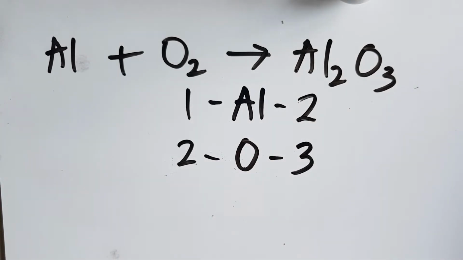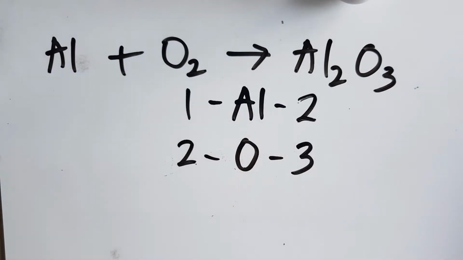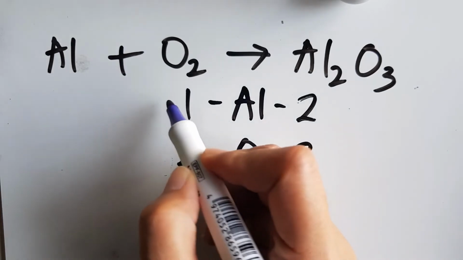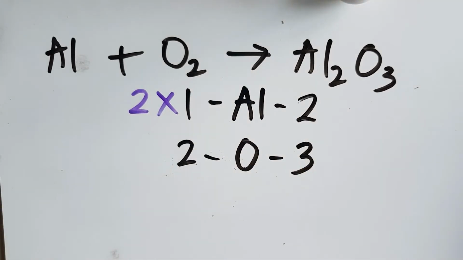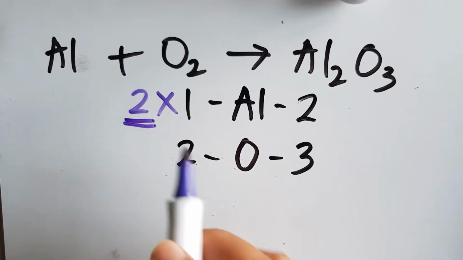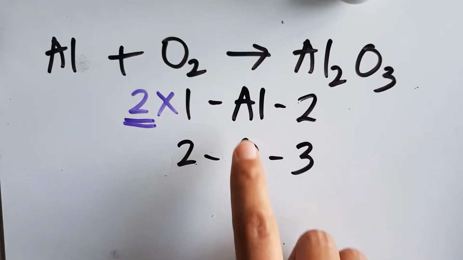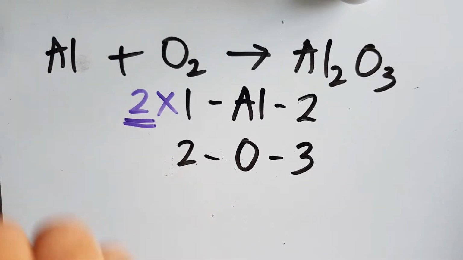And then check if both sides of the equation have an equal number of atoms. So aluminum has 1 and 2. They're not equal, so I need to think of a number that I can multiply to them that will make them equal. So I'm thinking of multiplying just the left side by 2 to make them both 2. If I do this, I need to use this 2 as a coefficient of aluminum on the left side of the equation. So I'm going to put 2 beside aluminum.